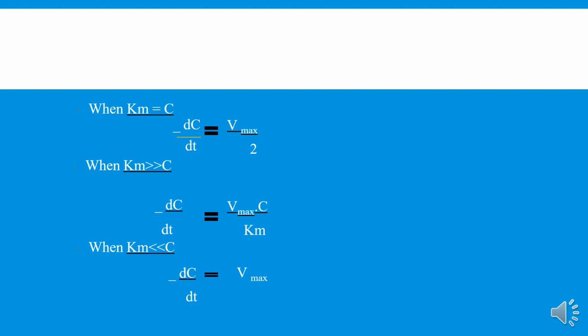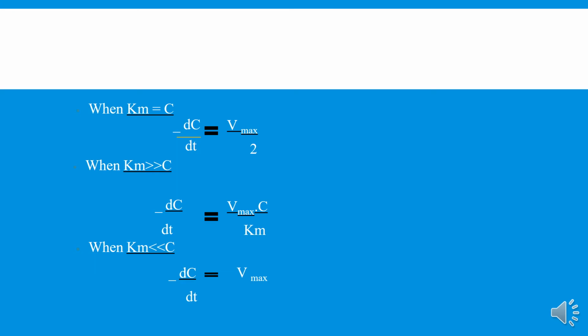Next case, when Km is very much greater than C. In that condition, we say Km plus C is approximately equal to Km. So instead of that, we introduce a new constant, K. The equation becomes minus dC/dt is equal to Vmax into C divided by Km.